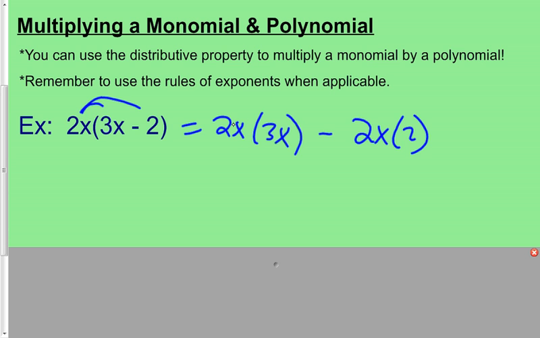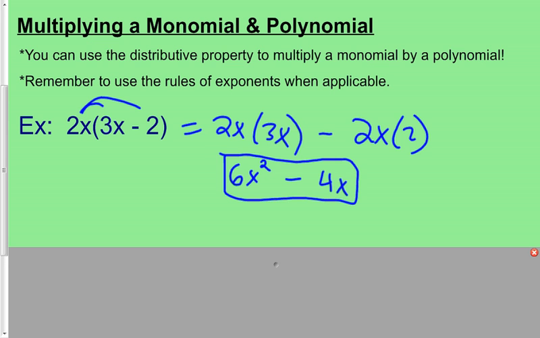So 2x times 3x, you may recall we can rearrange it and put the numbers in front. So we do 2 times 3, which would be 6, and then x times x, which is x squared. We have our minus sign, and we do the same thing with this one. We can just multiply the 2 by the 2, which would give 4, and it'd be 4x. All right, so this would be your expanded answer.